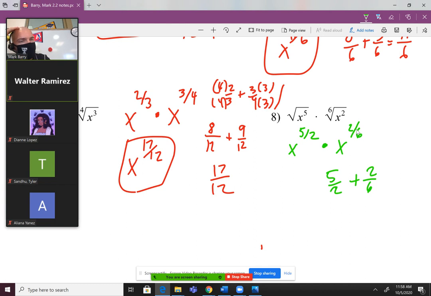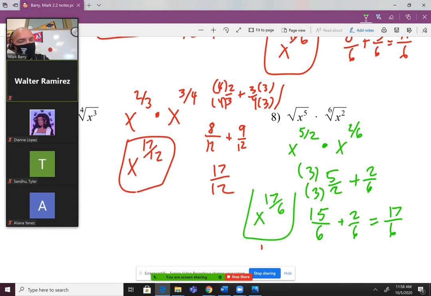So we're going to multiply this one by 3 over 3 because I want to turn this into a 6. This one's already a 6. So I get 17 over 6. Remember, that's just my exponent for x, so my final answer here is going to be x to the power of 17 over 6.